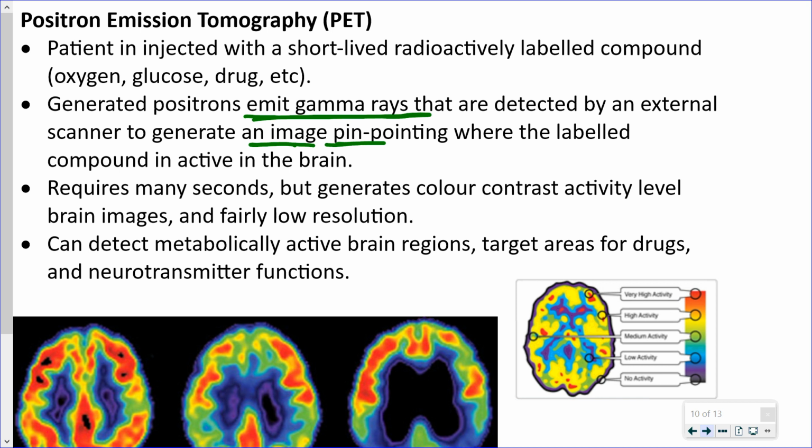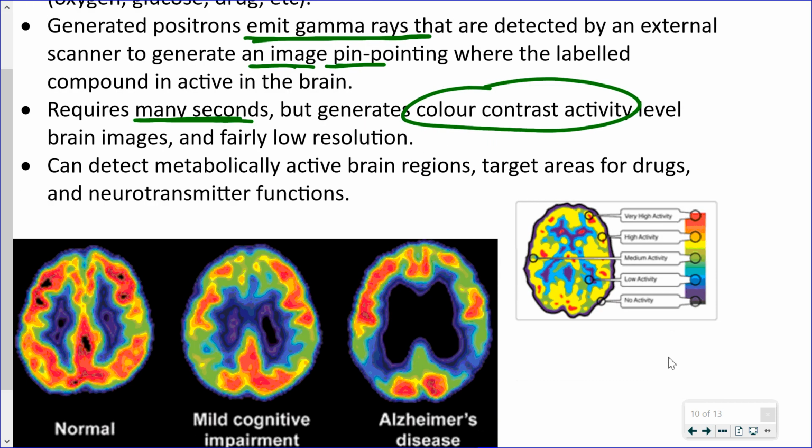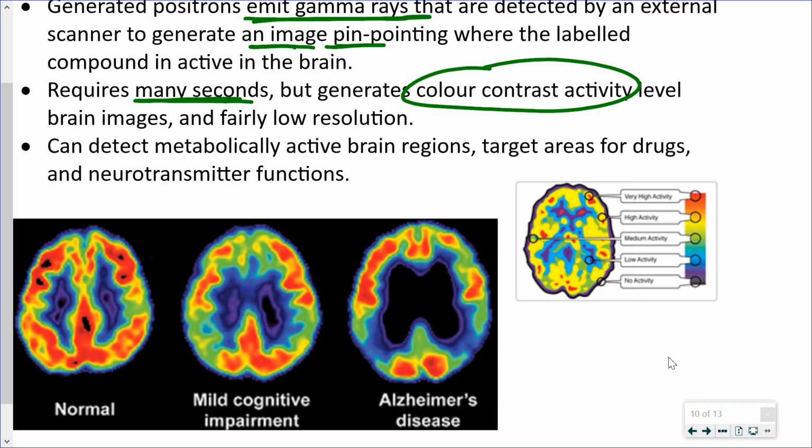This one here takes a little bit longer, so it's not quick like the EEG. It does take several seconds, but it gives us a really cool color contrast picture showing the activity of the brain while performing different activities. Kind of comparable, I guess, to the CT scan in the sense that it doesn't give the best picture, but it does give an indication if there are major regions in the brain that are not functioning as they normally would.